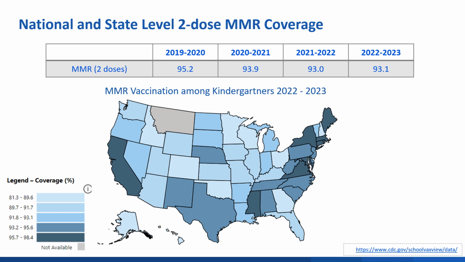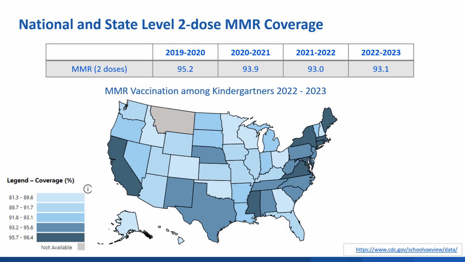Unfortunately, two-dose MMR coverage by the time of school entry has declined in the United States from 95 to 93% during the COVID-19 pandemic. While this is a small absolute difference in terms of percentage, it translates to approximately 250,000 kindergartners at risk of measles each year.